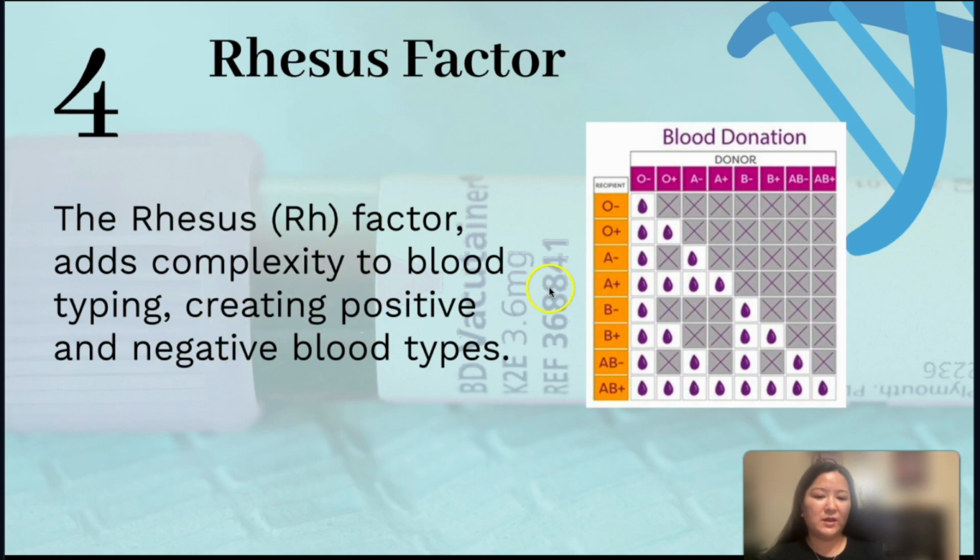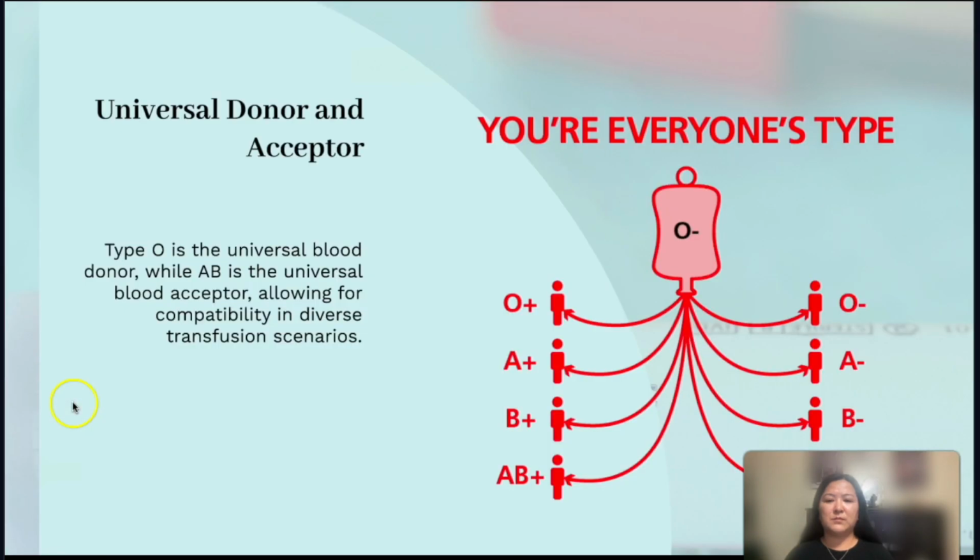Did you notice something? O negative is a universal donor, and AB positive is a universal receiver. Only 7% of the population are O negative. However, the need for O negative blood is the highest because it is used most often during emergencies. So the universal red cell donor has type O negative blood.